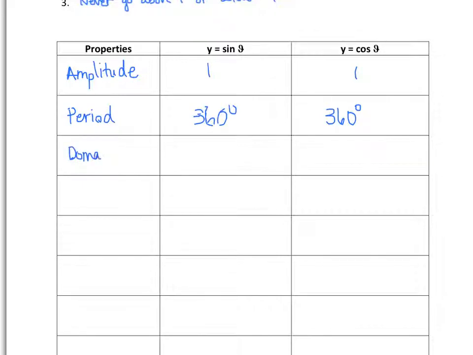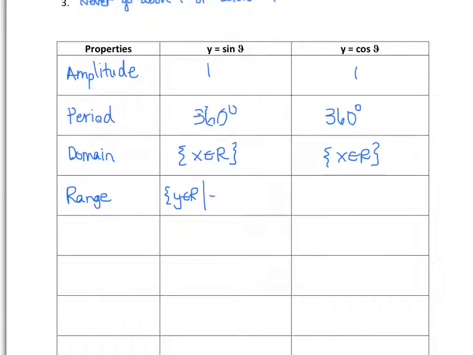The domain for each graph is the set of all real numbers. The range for both of them is the set of all y values between -1 and 1. So I remind you of this notation here to indicate that I'm speaking of all y values between -1 and 1. That's interval notation I'm using there. Same for y equals cos theta. The y values are between -1 and 1.